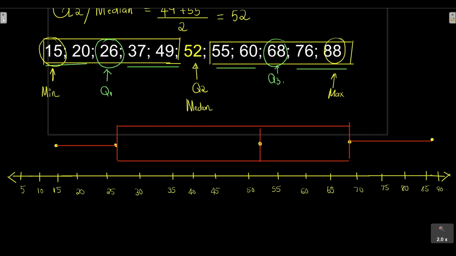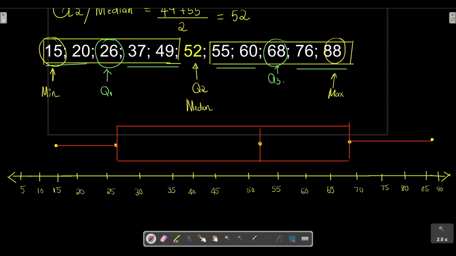Please note, I'm still going to represent what the minimum is and what the maximum is on the box, or I'm even going to just show it here. So this value here, that is 15. This value here, that is 26. This value here, that is 52. This value here, that is 68. And this value here, that is 88.